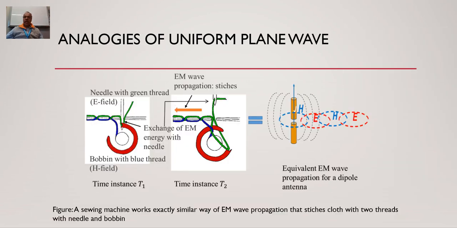The figure illustrates an equivalent mechanical process with a sewing machine. A sewing machine's sewing mechanism is analogous to electromagnetic field wave propagation, with two different threads in the needle and bobbin, and the movement of the base of the sewing machine makes the stitches that progress like a wave pattern on the cloth. On the right-hand side, a dipole antenna with induced current from a source generates the radiated electromagnetic fields by virtue of Ampere's and Faraday's laws.